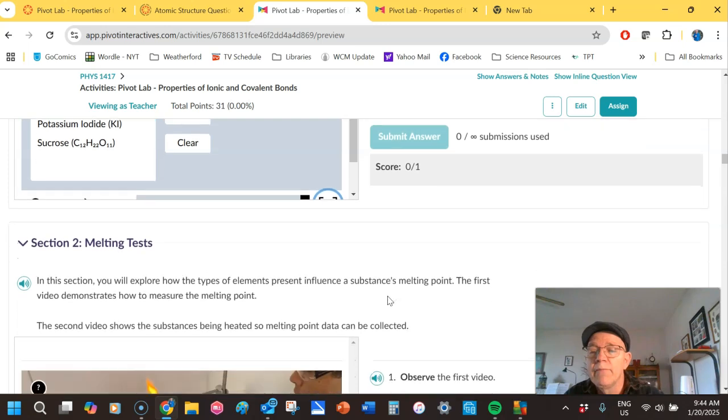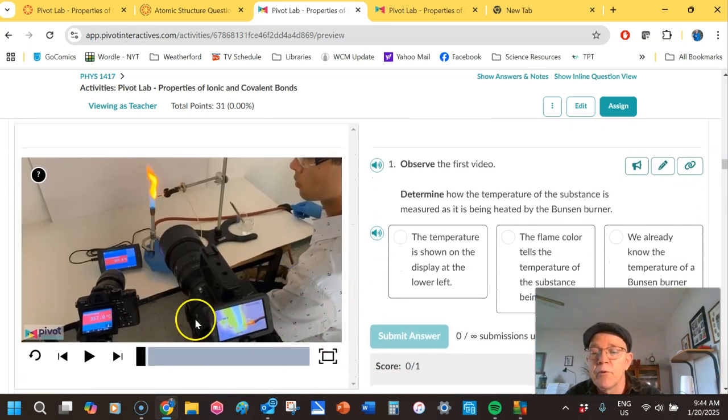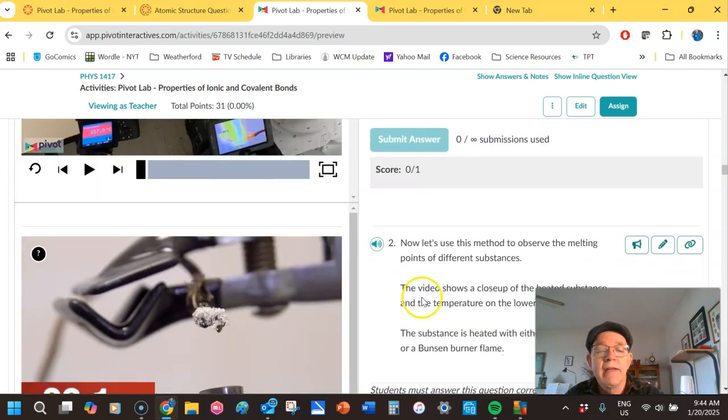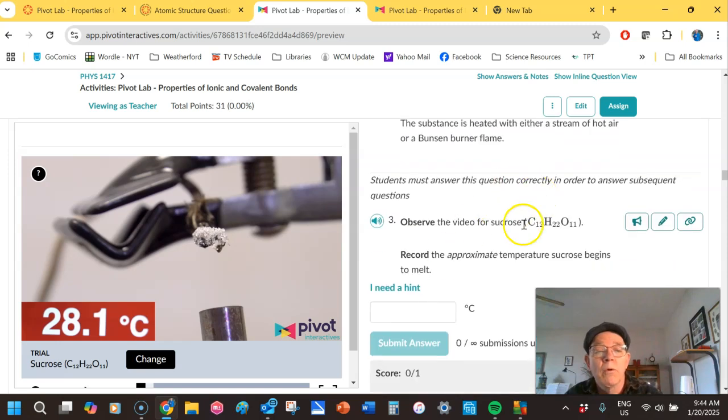Then they're going to do a melting test. The first question has to do with this first video where they're just showing you the setup. There's the Bunsen burner flame and all these little monitors to show different things. Then it will ask you to watch the video for each of these elements and tell me when it begins to melt.